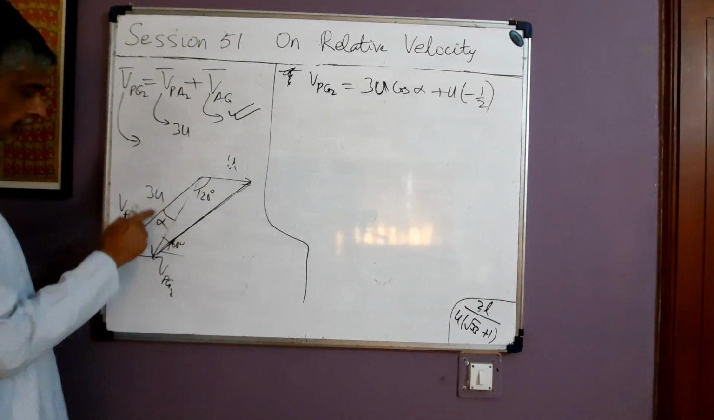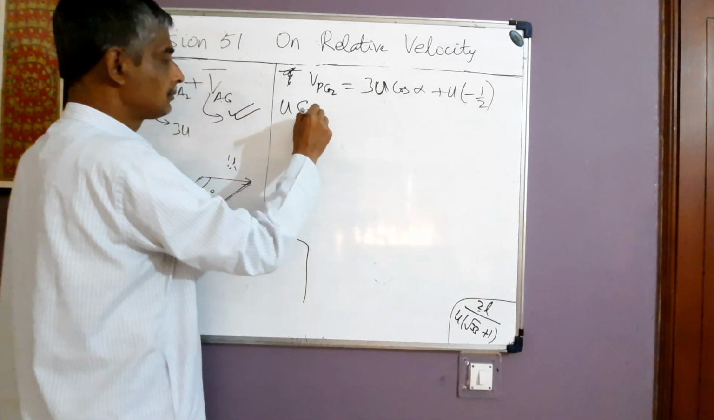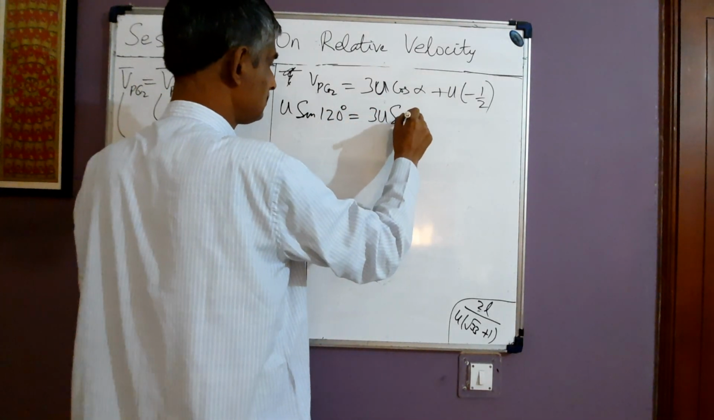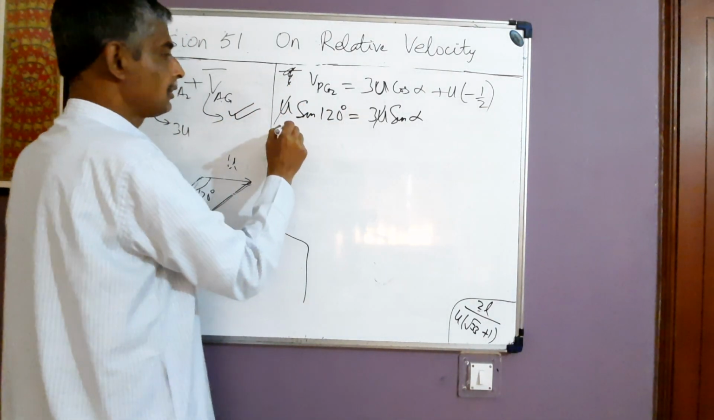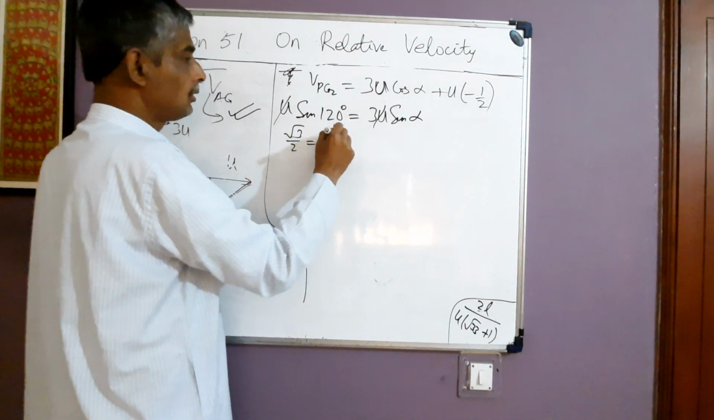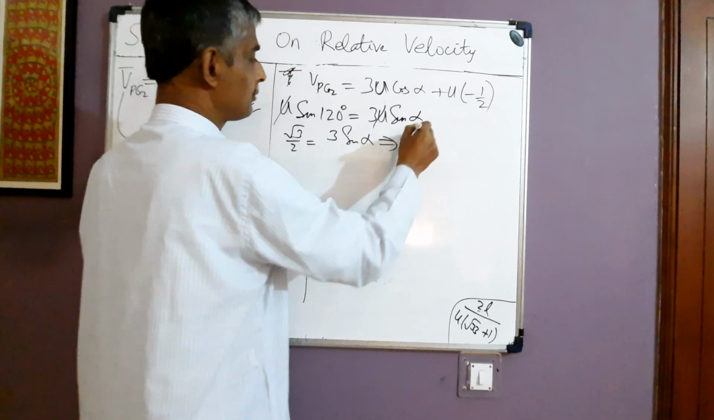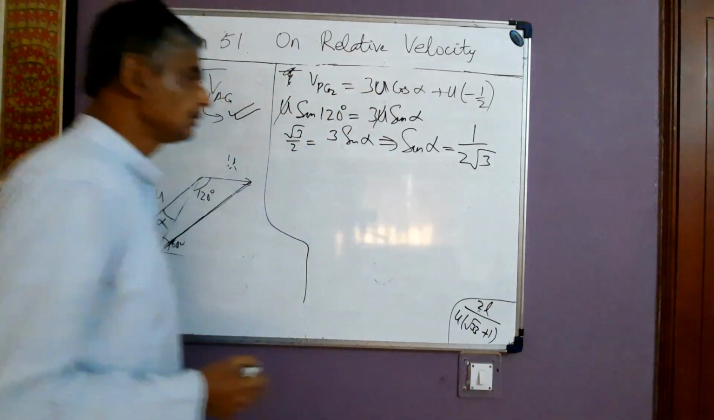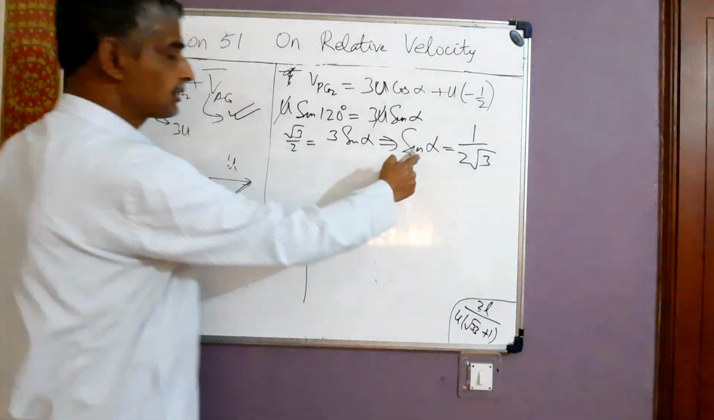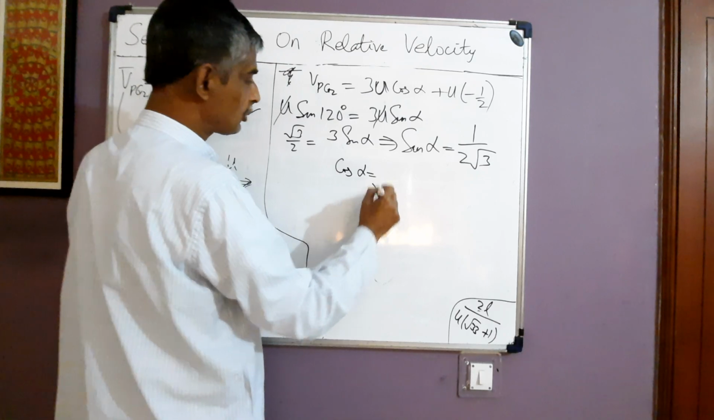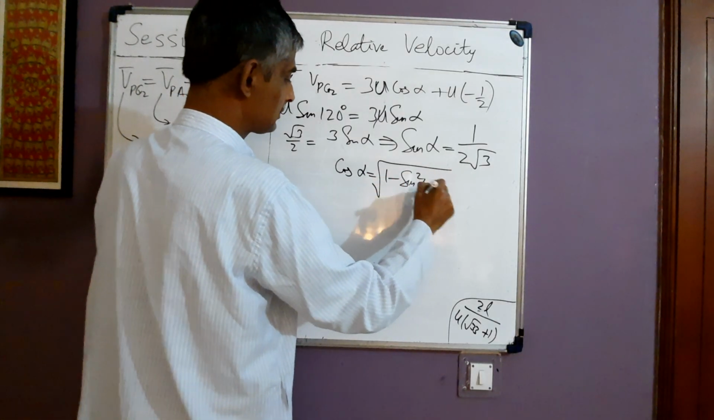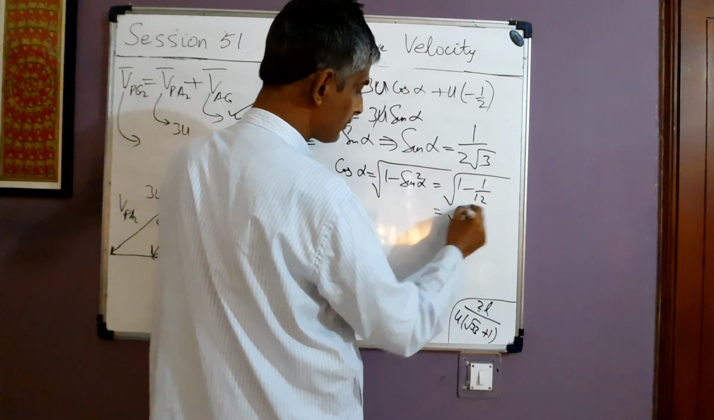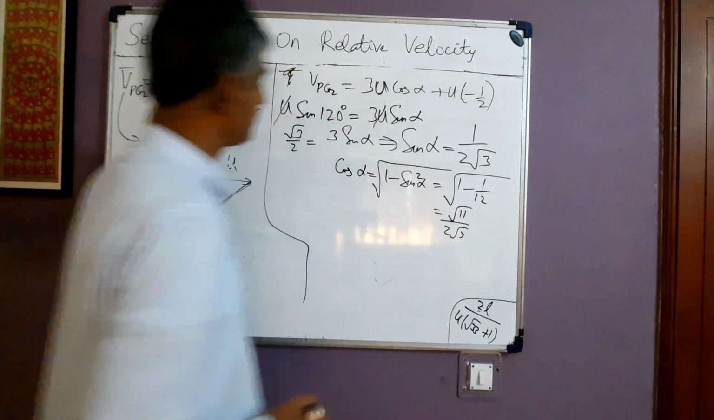So u sin 120 is equal to 3u sin alpha. So u goes away. Sin 120 degree becomes root 3 by 2. From this we see sin alpha becomes 1 by 2 root 3. So from this I get cos alpha. Cos alpha from trigonometry is root under 1 minus sin square alpha. When you simplify it, 1 minus 1 by 12 is 11 by 12, so root 11 by 2 root 3 is the value of cos alpha.